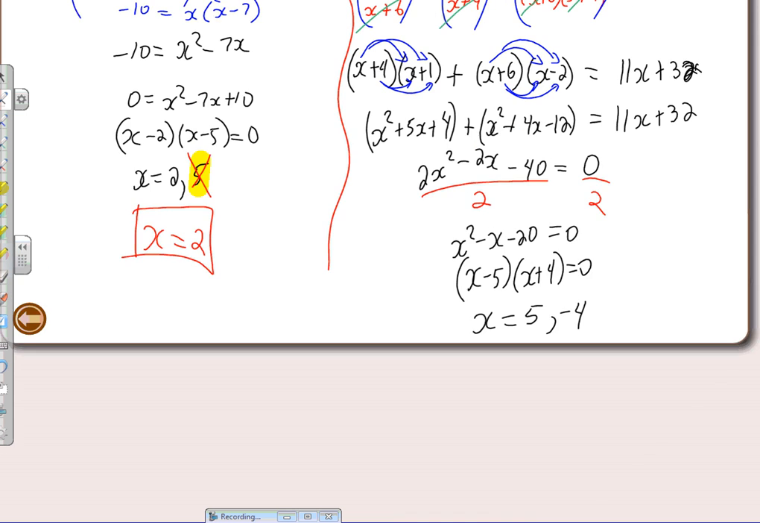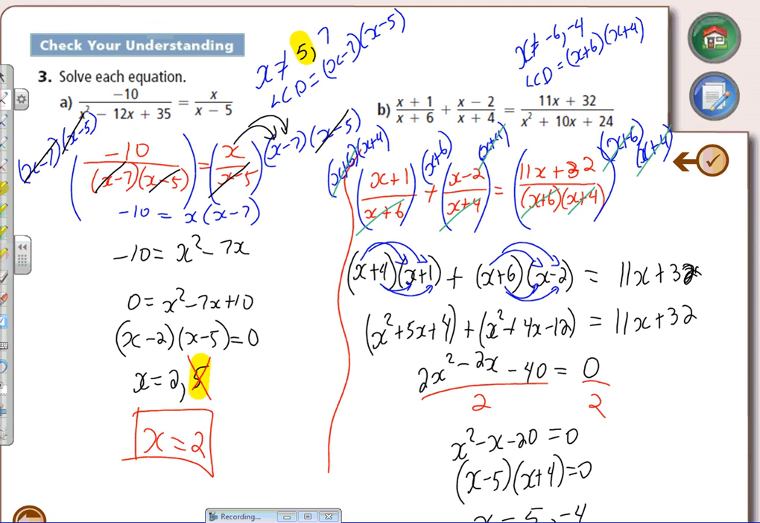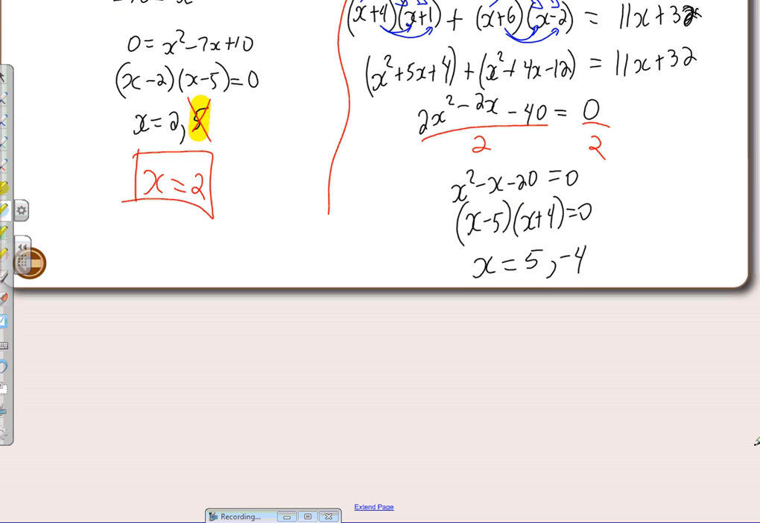But always check, are any of those the NPVs? Yeah, negative 4, that's a no-go. So then x is equal to 5 is your final answer.